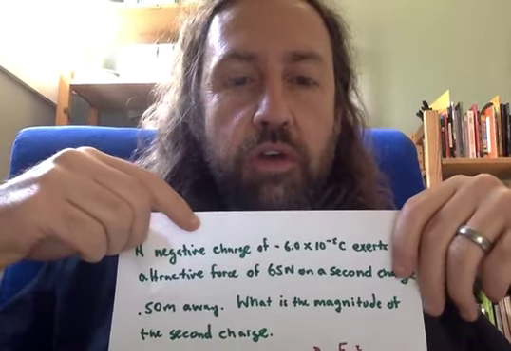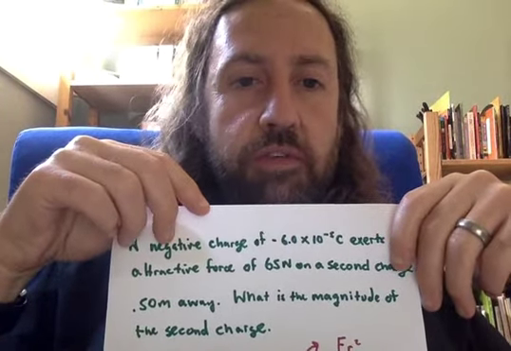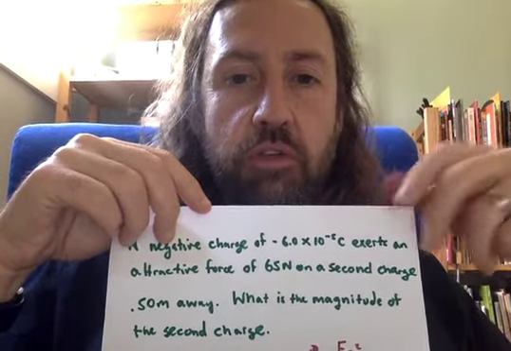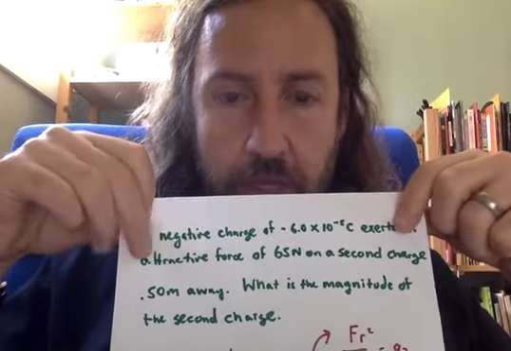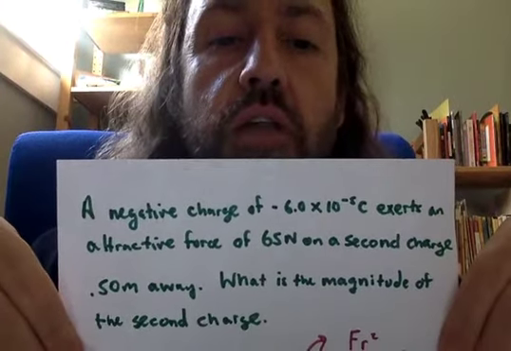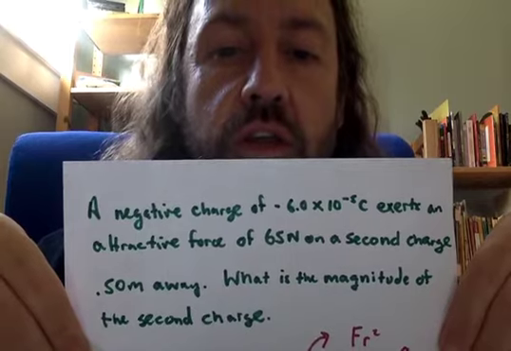So a negative charge of negative 6.0 times 10 to the negative fifth coulombs exerts an attractive force of 65 newtons on a second charge that is half a meter away, 0.5 meters away. What is the magnitude of the second charge? Okay, so I'll let you get that there in case you want to write that down.